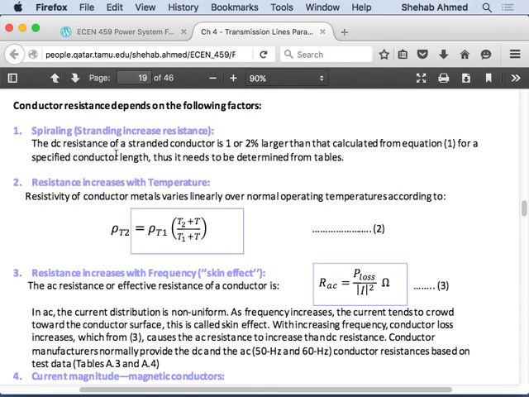After you calculate the DC resistance, there's an effect for spiraling, right? These aluminum strands are wound around the steel cores. If they were straight, they would have a certain length, but because you're winding them around the steel core, they're also greater in length than the length of the conductor itself. So this accounts for an extra 1 to 2% increase in resistance. Temperature, of course, also accounts for an increase in resistance.